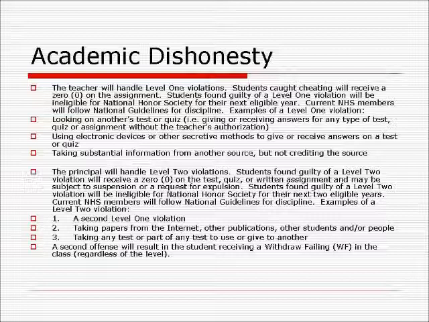Level 2 violations will be handled through my office. Students found guilty of a Level 2 violation will be suspended or even recommended for expulsion, depending on the severity of the act. Examples include a second Level 1 violation, or copying and pasting internet sources and claiming ownership for them. A second Level 2 violation will result in credit loss for the semester.